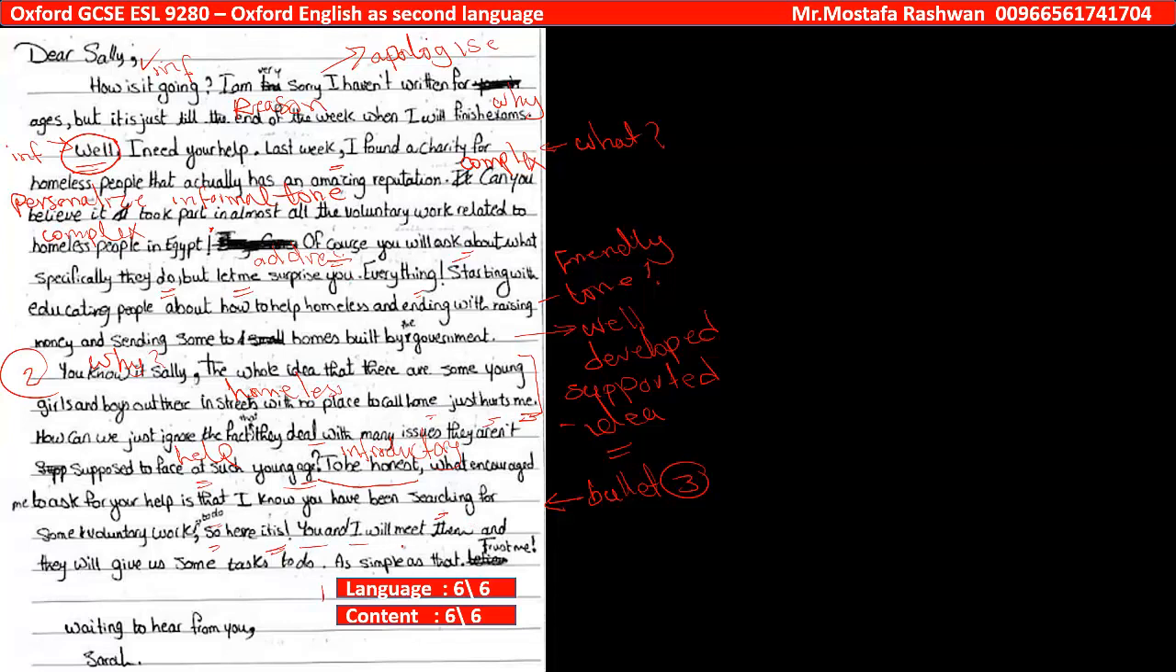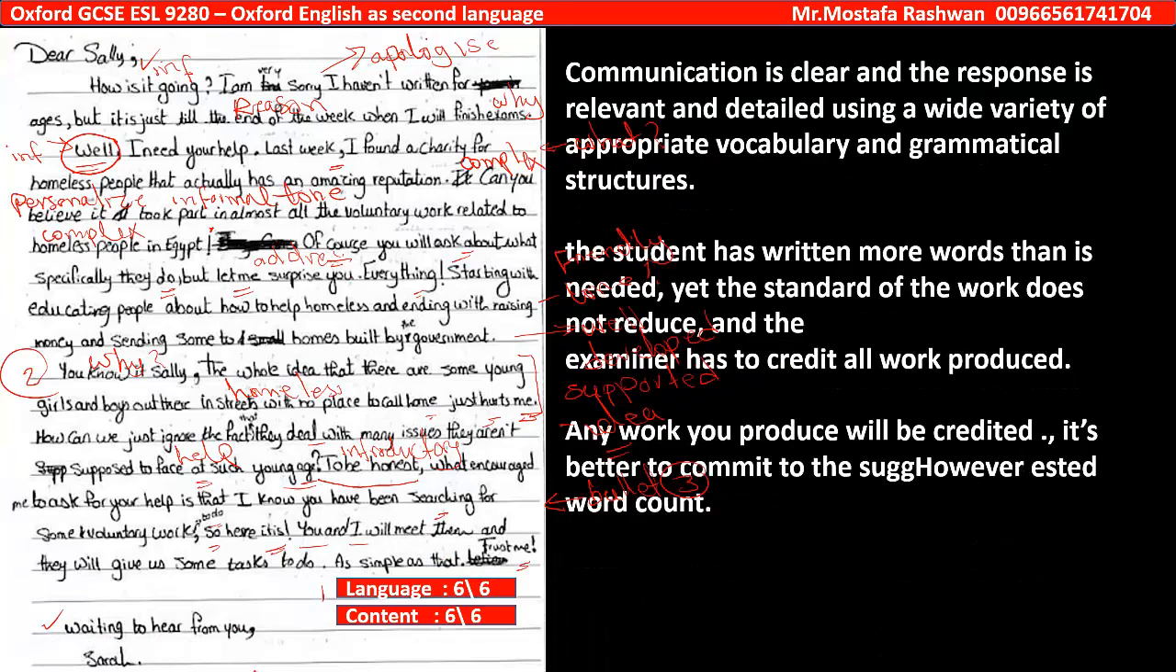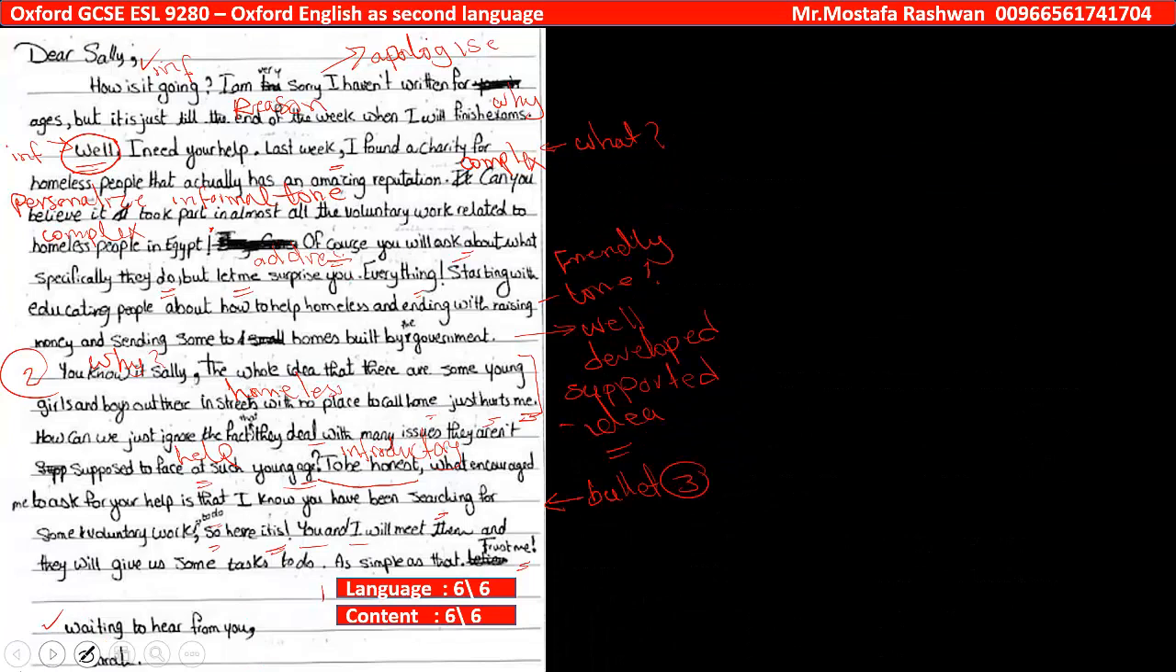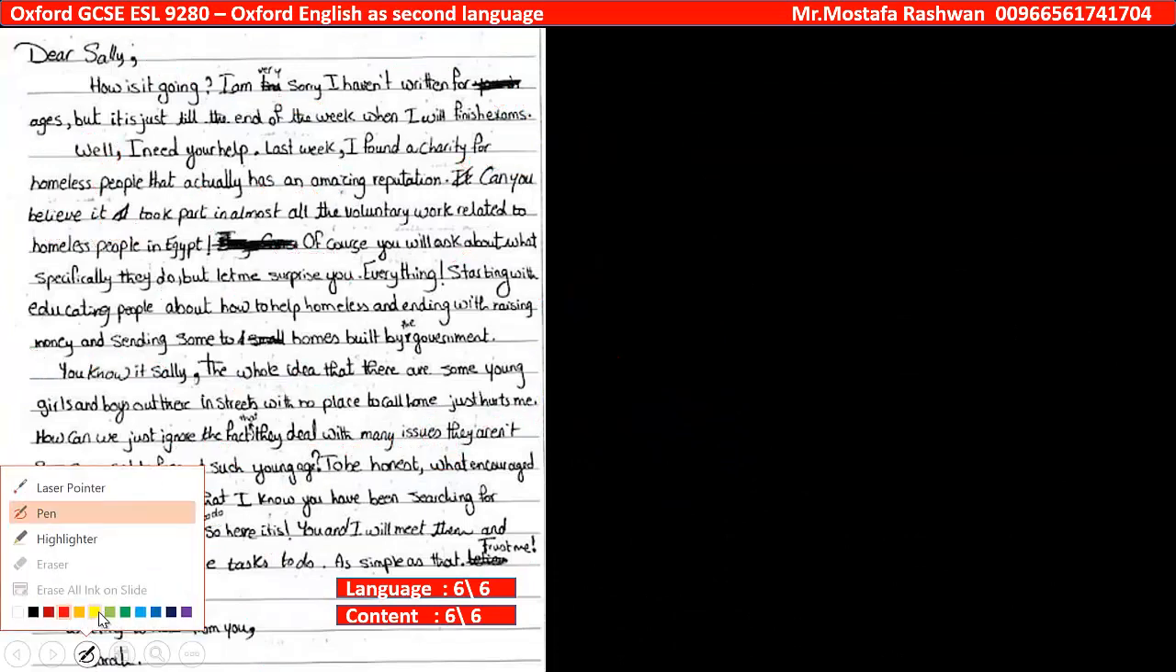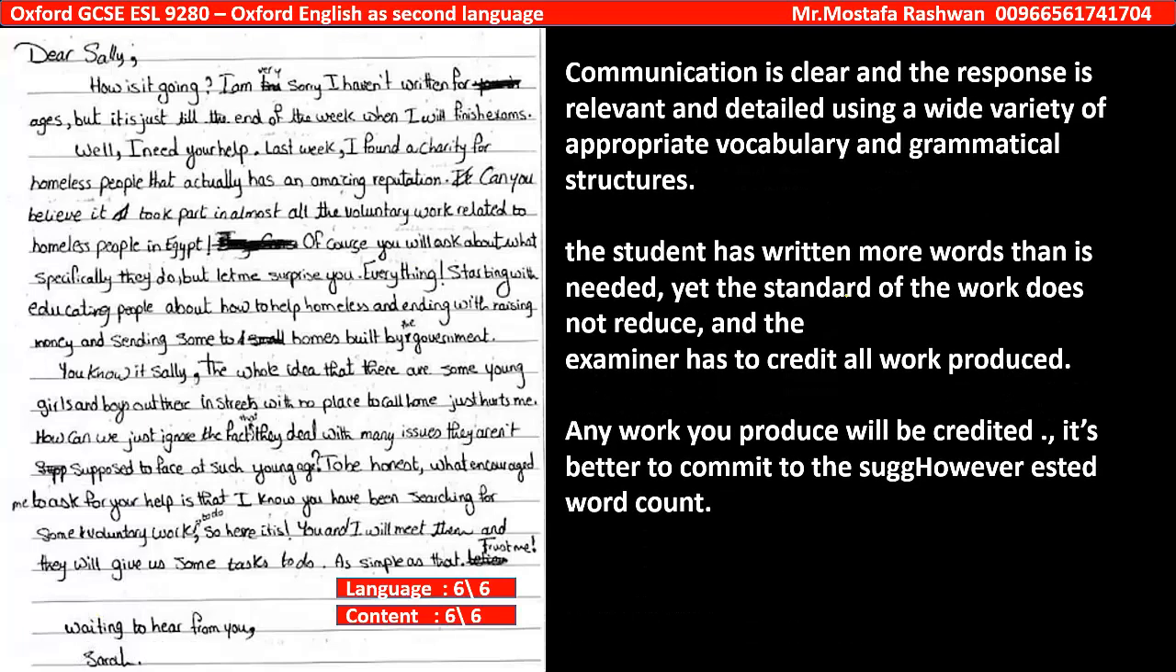You and I will meet there and they will give us some tasks to do. As simple as that. Trust me. He said trust me as well, that it is an informal way. He is chatting with his friend, and he ended his letter by saying, waiting to hear from you. As you see here, the whole response is a kind of perfect response.